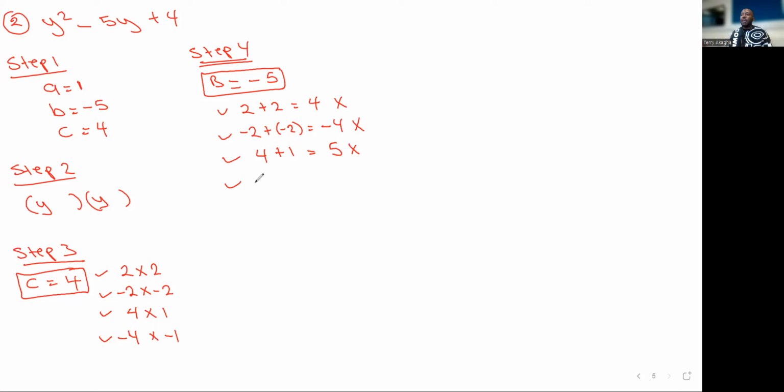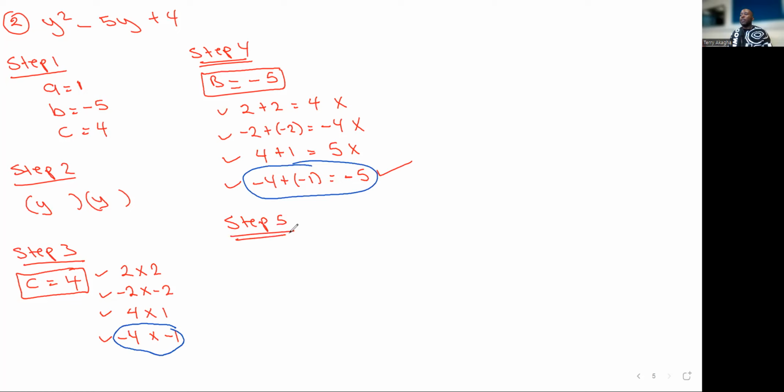The last one is that we have minus 4 plus minus 1. Plus times minus will give us minus. So minus 4 minus 1 will give us minus 5. And that is the B, so minus 5. So that means the correct values that we're looking for here is going to be minus 4 and minus 1. Because minus 4 and minus 1 gave us the answer we're looking for. So now we will go to step 5.